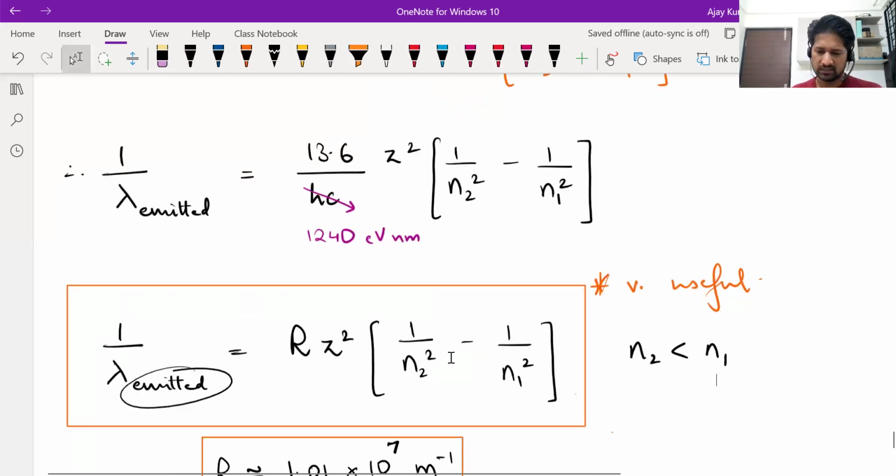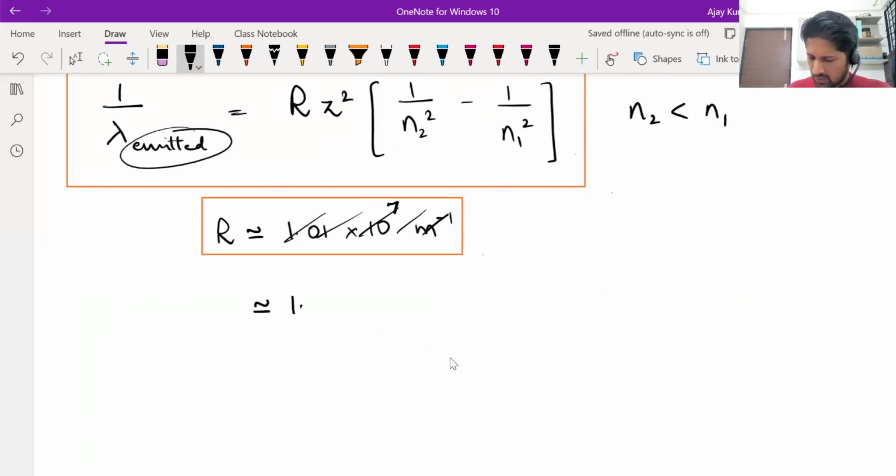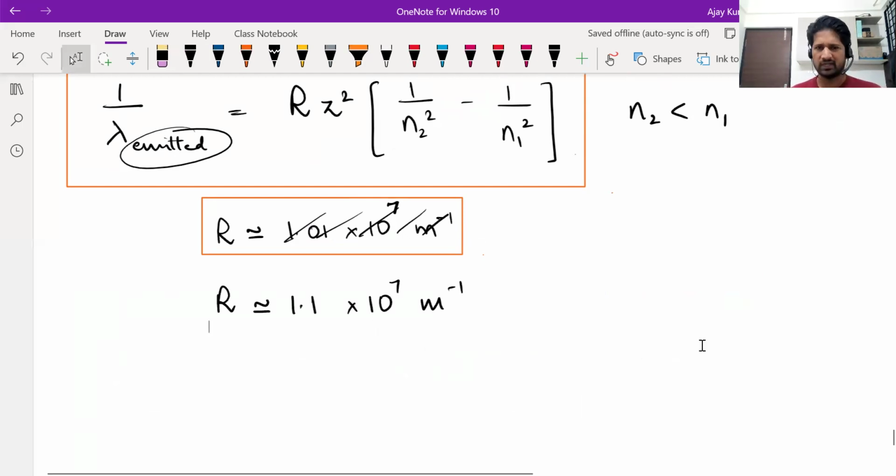And the R value: last class, I had mistakenly given this as 1.01 into 10 power 7. It's actually close to 1.1 into 10 power 7 per meter. Okay, 1.09, you can take it as 1.1. In some problems, they'll ask you to take it as 1 itself. Okay. So we'll be working on this formula today: 1 by lambda is equal to R Z square (1 by n2 square minus 1 by n1 square).